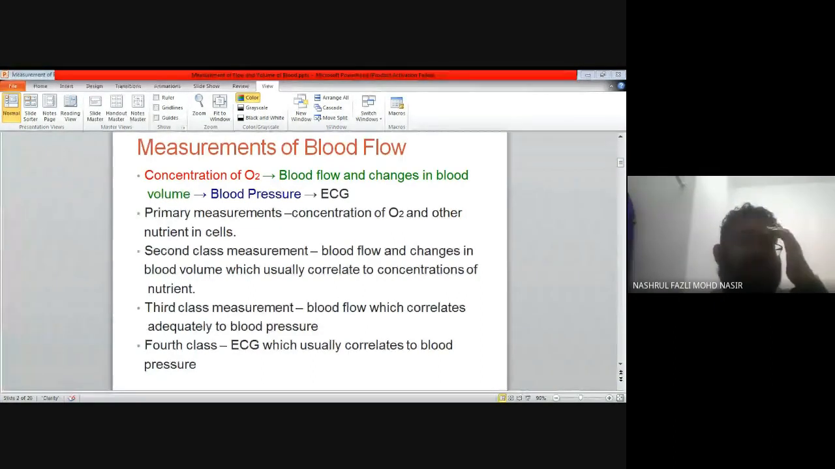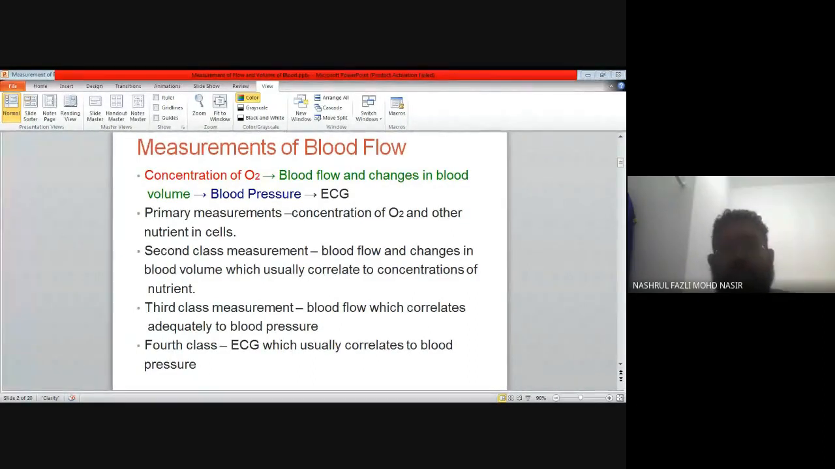And then we want to correlate to the concentration of the nutrient. The third class, measurement of blood flow, correlates adequately to blood pressure. And then the fourth class, ECG, also correlates to the blood pressure. So these are the reasons why we want to do these blood flow measurements: concentration of the oxygen, the blood volume, because of the concentration of nutrients.